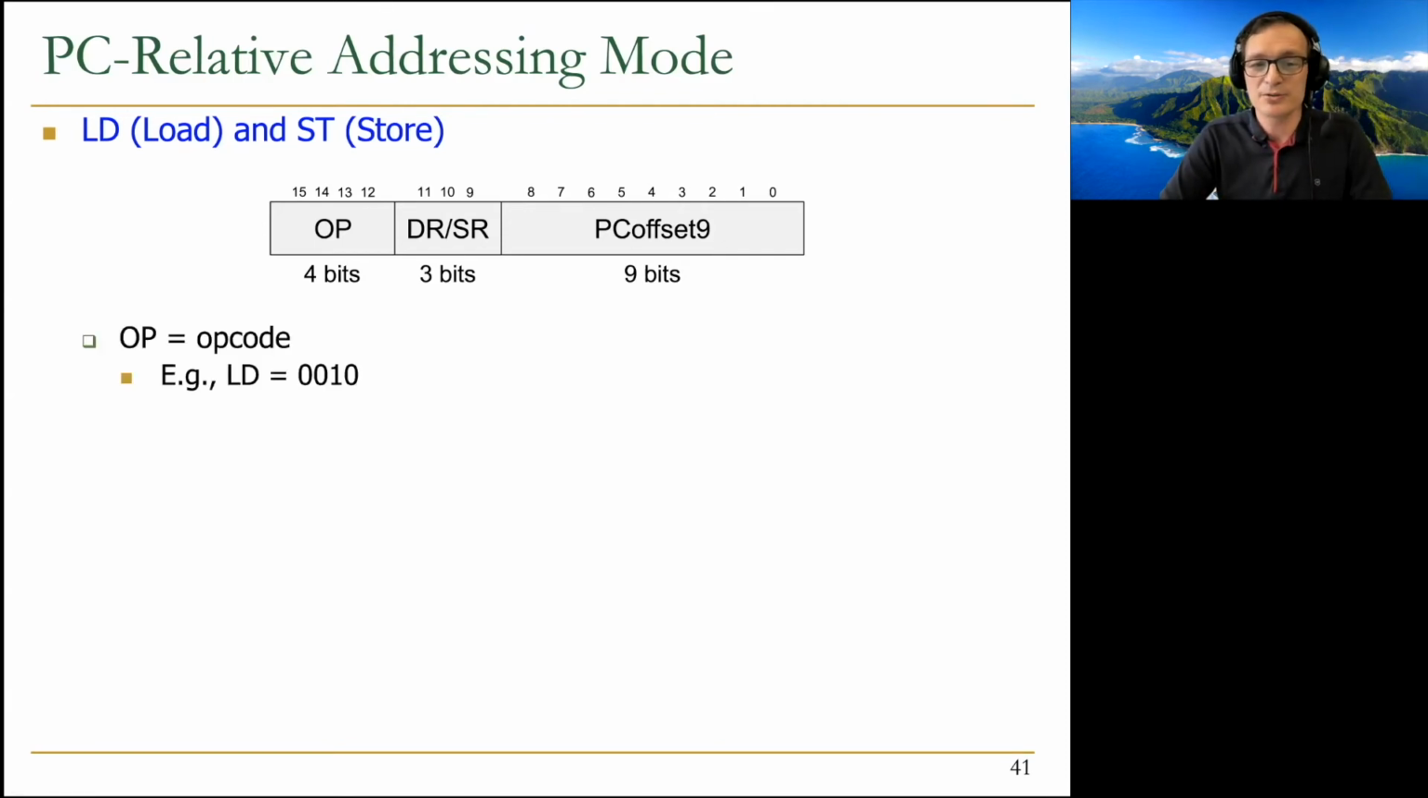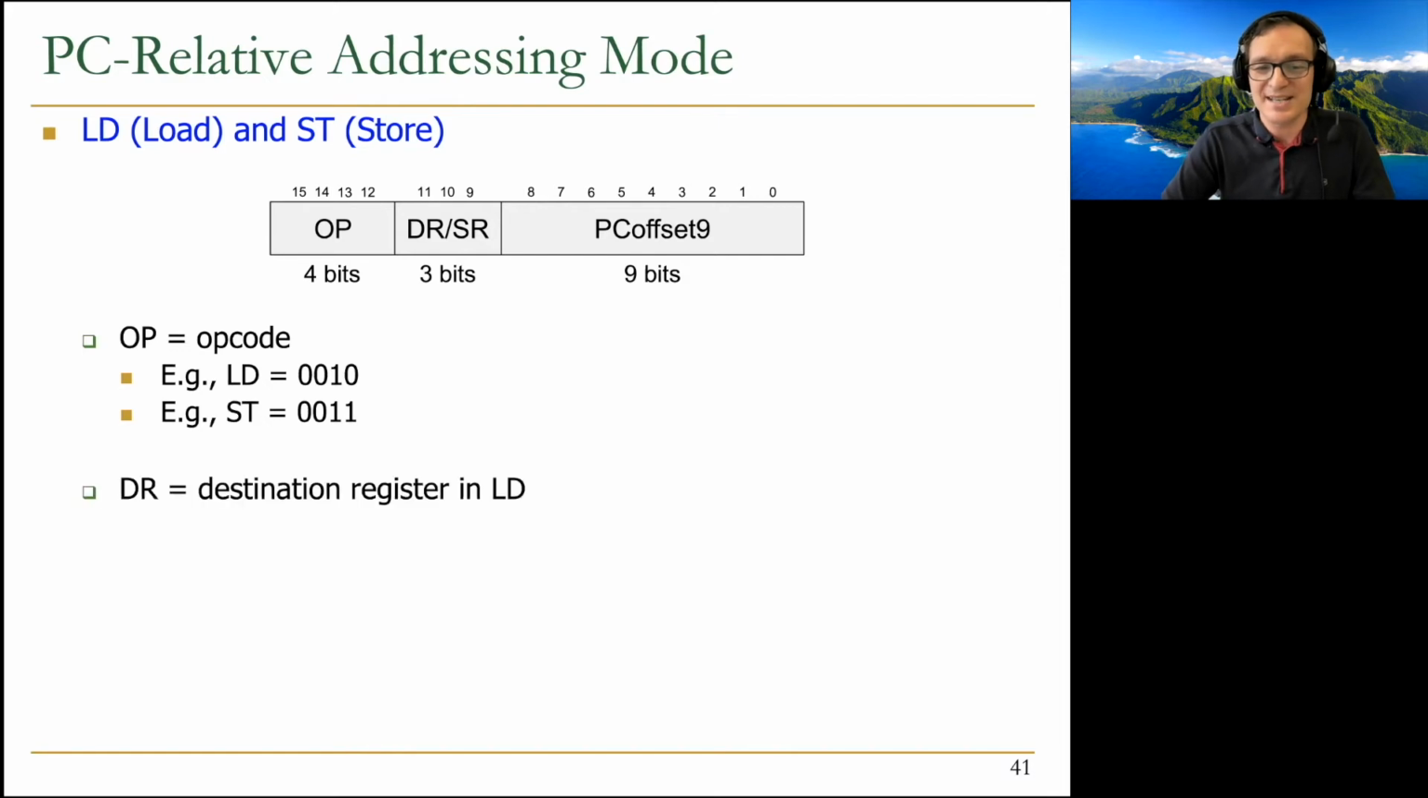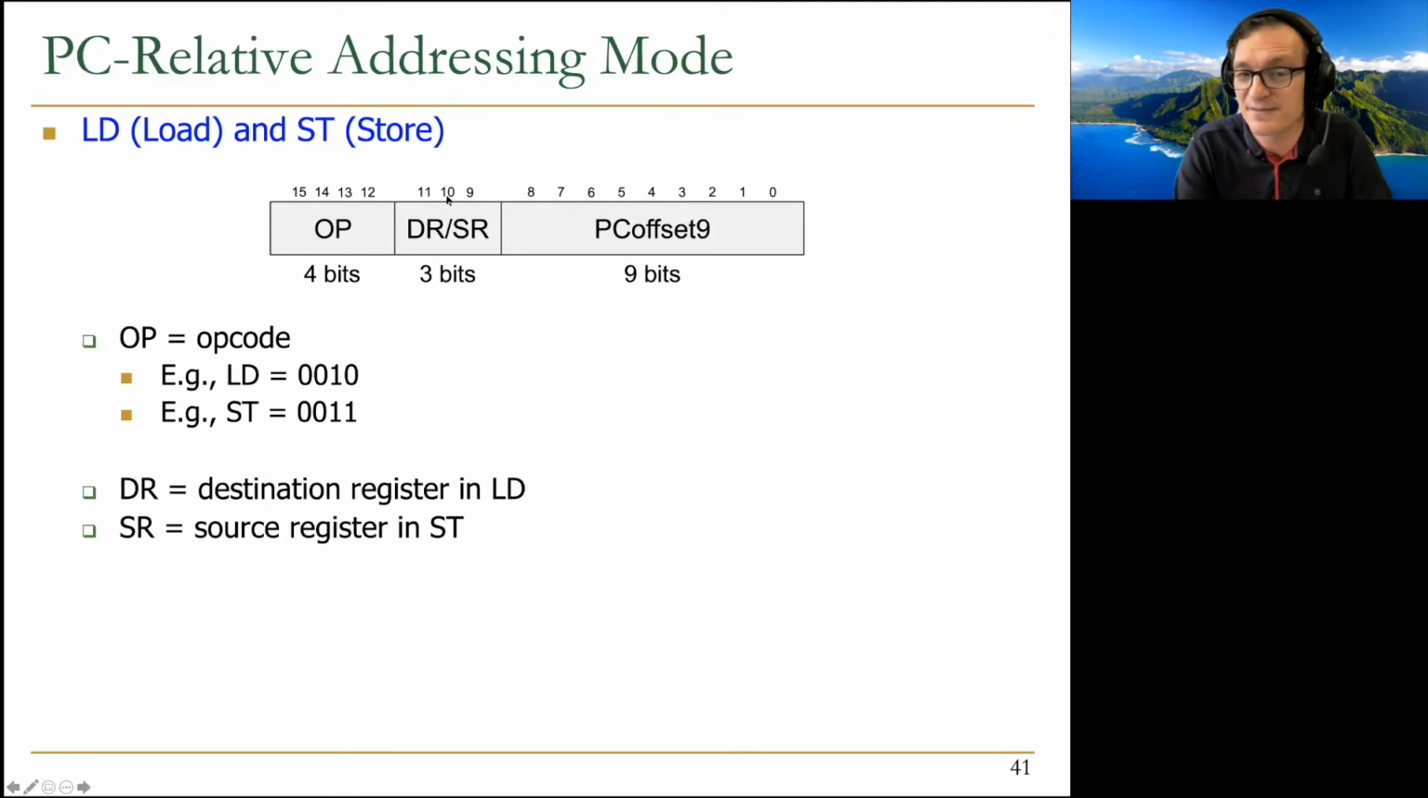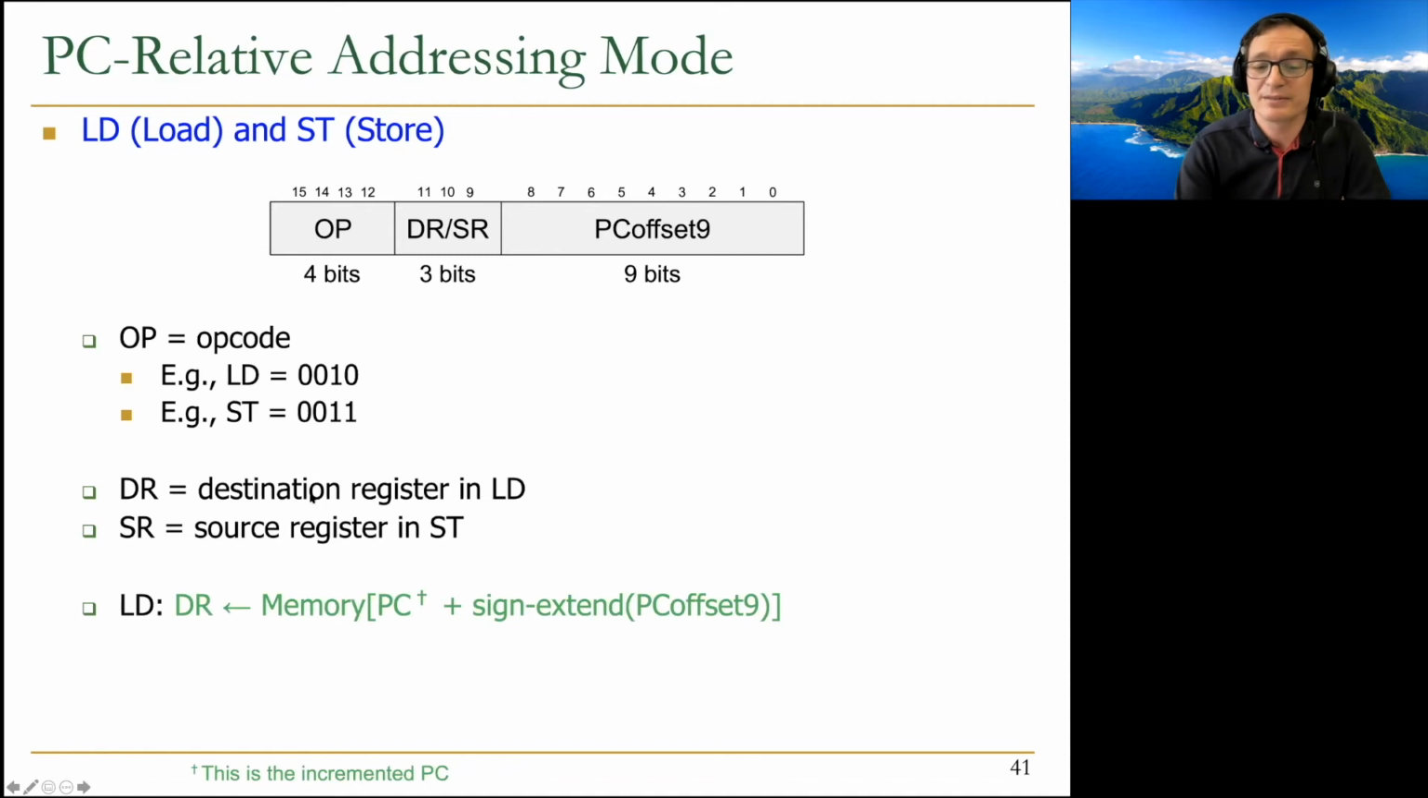Op is opcode. LD has this opcode. ST has this opcode. Destination register is the destination register in LD. The source register is the source register in ST, and they're specified by the same bits. And the address is computed like this.